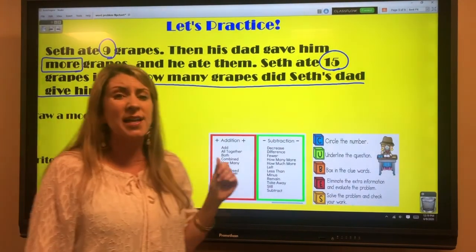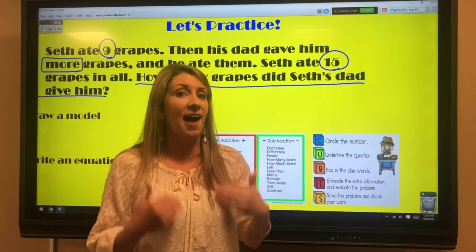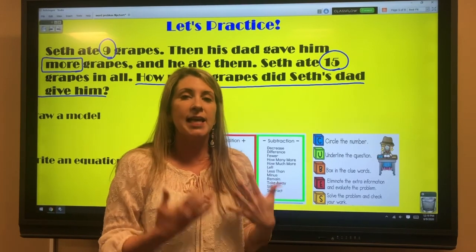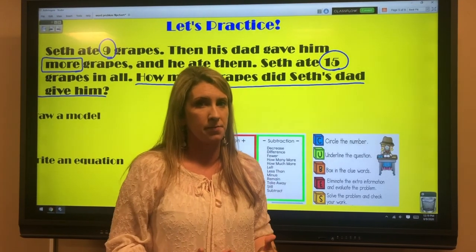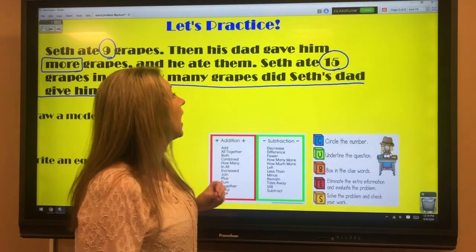We have to think, why is that important? Well, if Seth has 9 grapes and his dad is giving him more, he's getting more grapes. He's not getting less, he's getting more. So that's important for us to remember when we're trying to figure out if we are adding or subtracting.